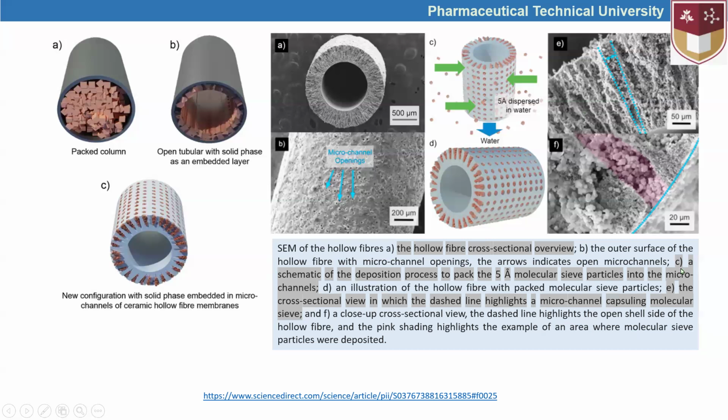The E one is, as indicated here, the cross-sectional view in which the dashed line highlights a microchannel encapsulating molecular sieve. This is microchannel encapsulating molecular sieves. So the volatile compounds should pass through these channels based on the interactions. The flow of those compounds by nitrogen or helium or hydrogen will be faster for some compounds and slower for others based on the interactions.